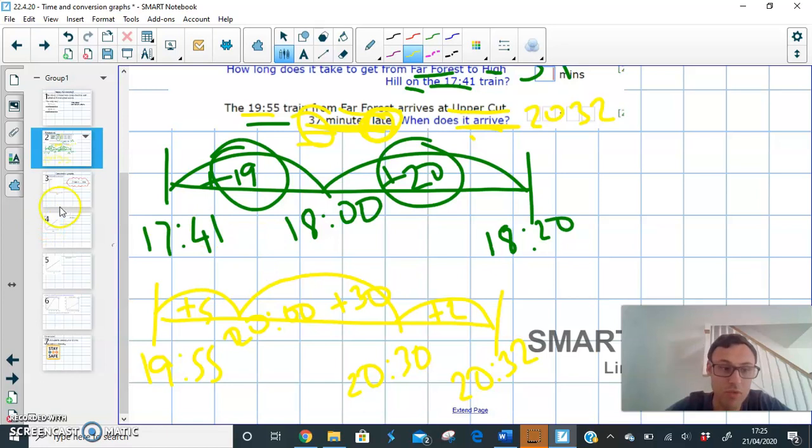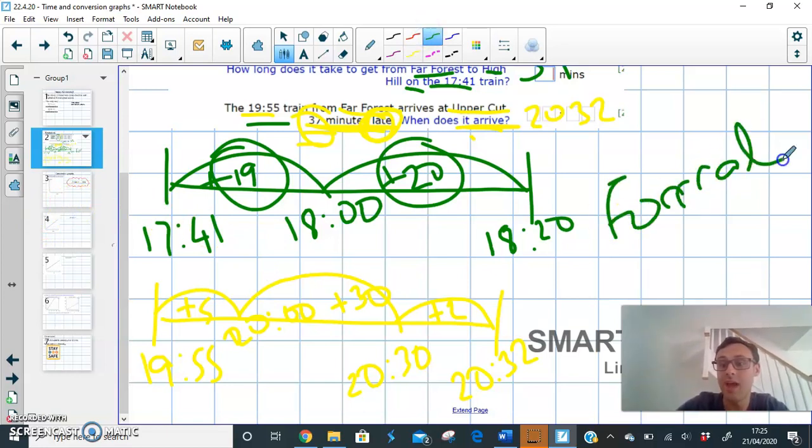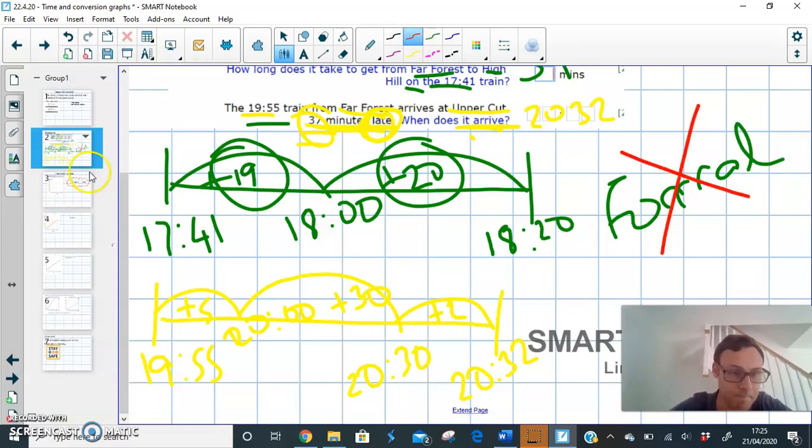Straightforward, use your timelines, you can't really go wrong. Remember that you cannot use a formal method. It does not work for time.